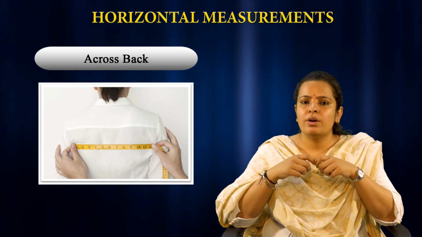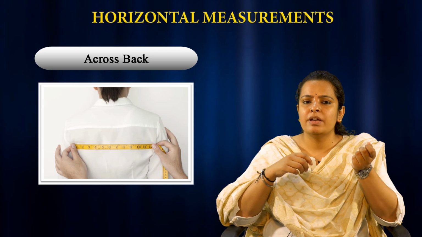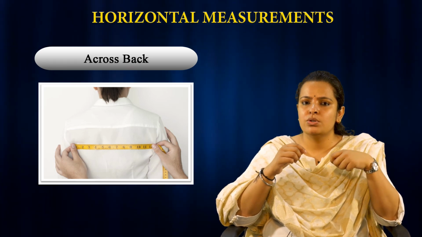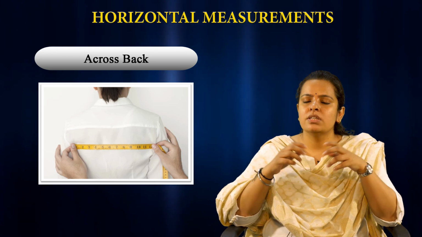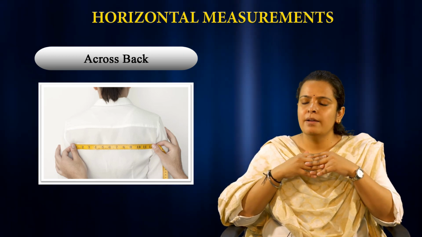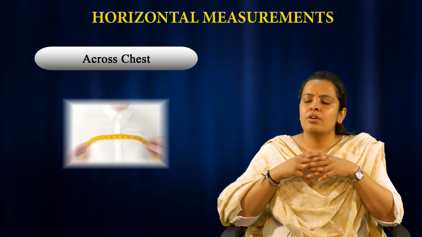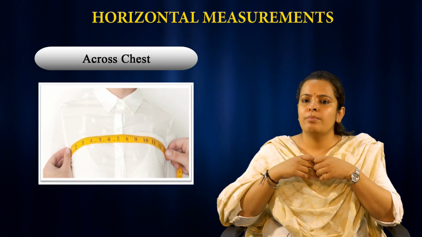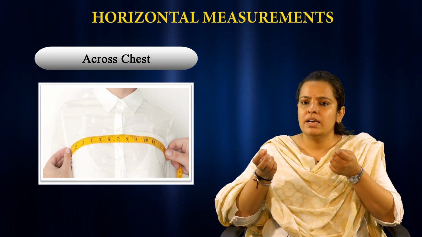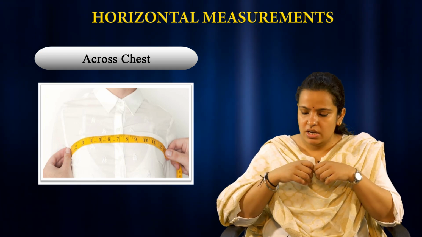So for across back, we take the measuring tape from one end of the shoulder point to the other end of the shoulder point. So this is how across back is taken. Then across chest we take. Across chest, you can see in the picture, from one end to the other end.